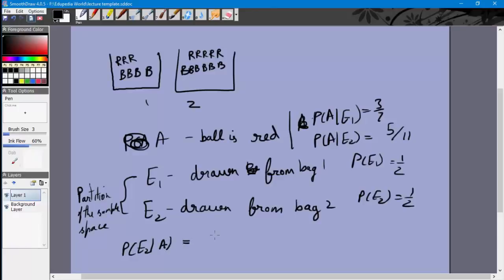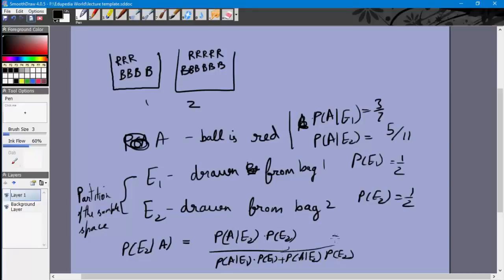Well, we can easily write that this would be P of A conditional E2 into P of E2 divided by P A conditional E1 P E1 plus P A conditional E2 P E2, and everything else is known. This and this and this will basically cancel because they're all half. So it comes out to be P A conditional E2, 5 by 11, divided by 3 by 7 plus 5 by 11, and if you calculate this it will come out to be 35 by 68.